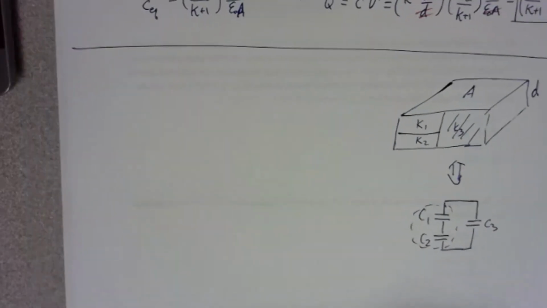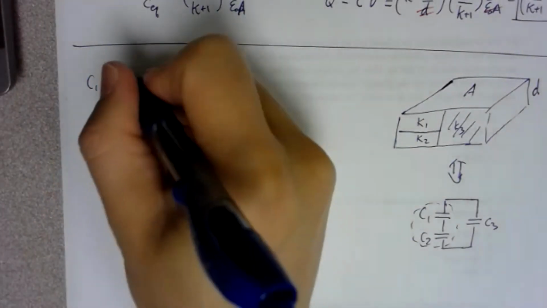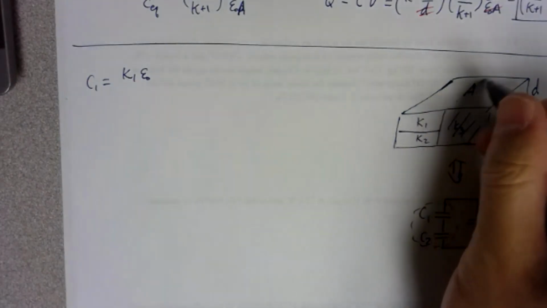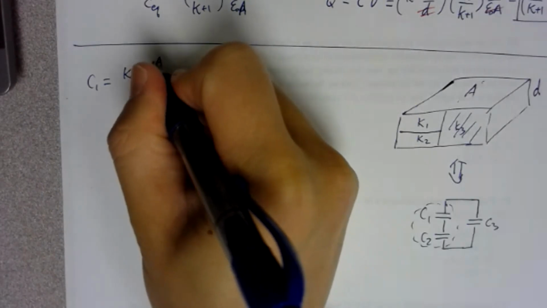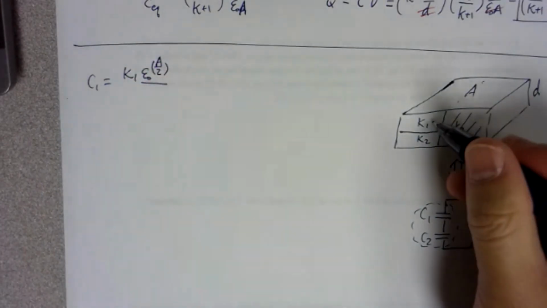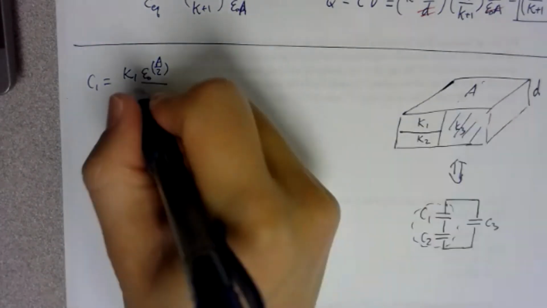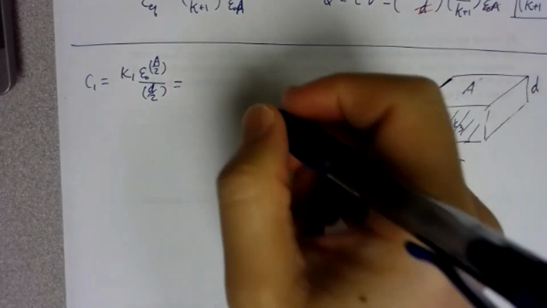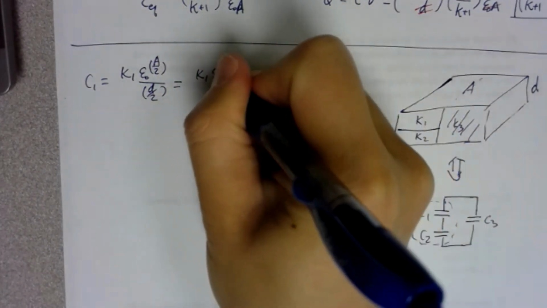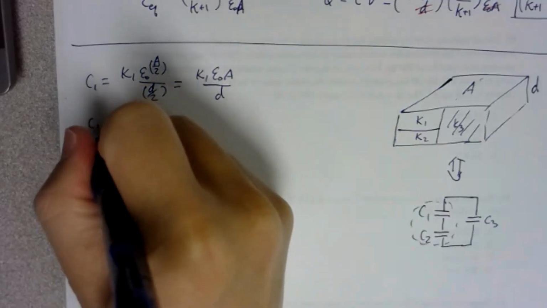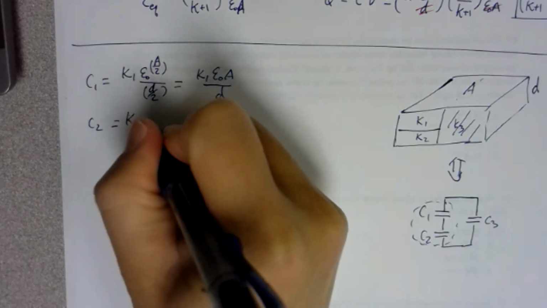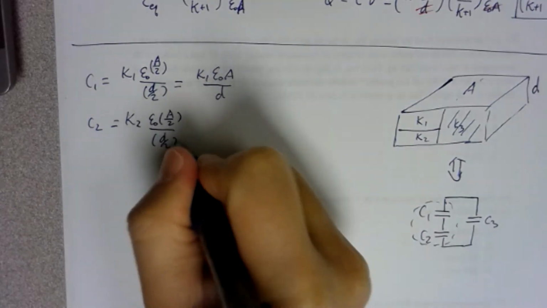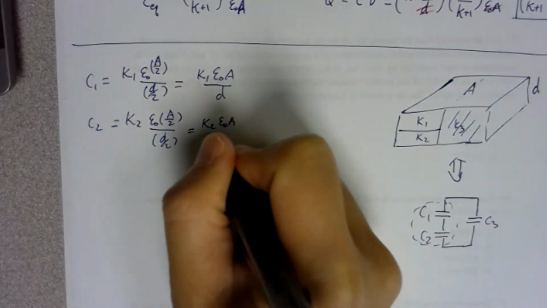They are in series. So C1 will be kappa 1 epsilon naught times the area of the plate. Now it's just half of it, so the area will be 1/2 of the original, divided by distance, which is 1/2 of the D. So 1/2 and 1/2 actually cancel. So this is going to be kappa 1 epsilon naught A over D. For C2, this is kappa 2 epsilon naught, again 1/2 of A divided by 1/2 of the D, so that will be kappa 2 epsilon naught A over D.